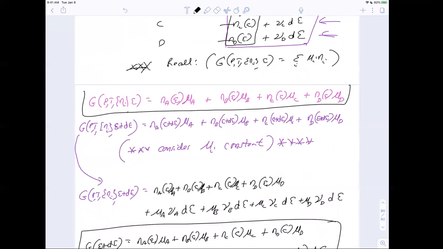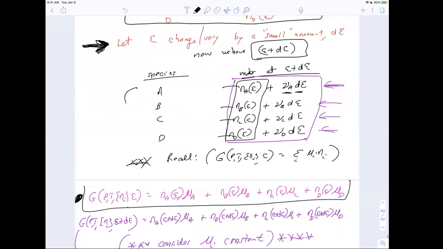And so for G at epsilon, we have this expression, which is just the summation of products of the moles of each species at epsilon times the chemical potential of that species. Okay, and then we look at G at the value of epsilon plus d epsilon. And at that point, we know that we have different moles, and the moles are now given by these, right here.